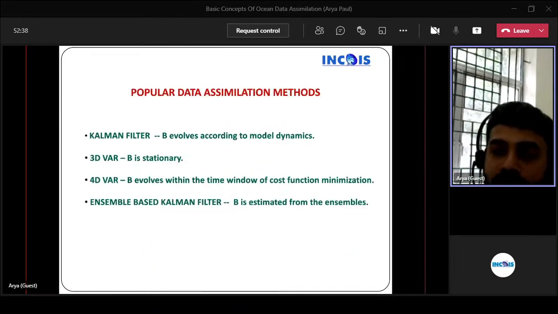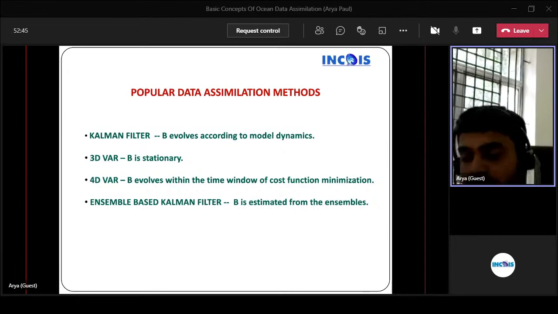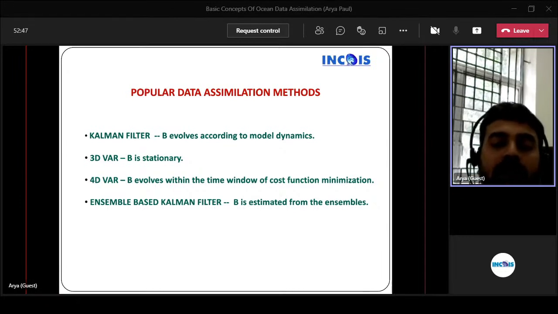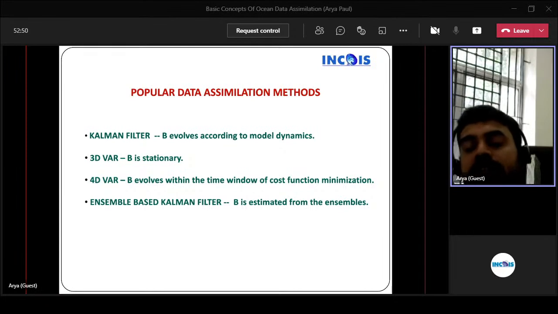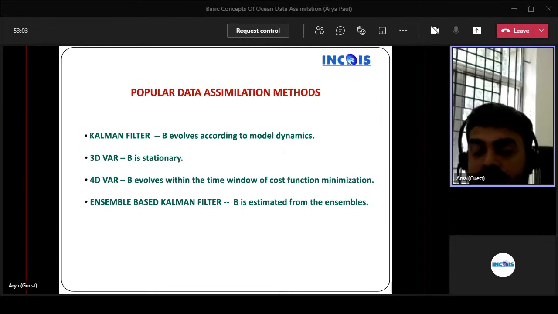Now, what are the popular data assimilation methods? There are many, many data assimilation methods that you will keep on hearing. These are a list of some data assimilation methods. One is the Kalman filter. This approach is a very, very robust data assimilation method. The problem with this is that it is very good only if your system is small.